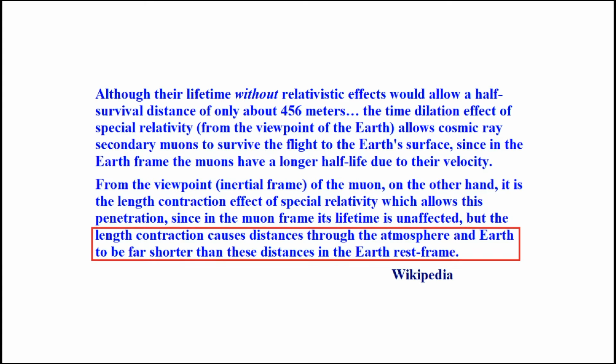From the viewpoint of the muon, now we have the muon, he's going to be analyzing himself, okay? The muon, on the other hand, it is the length contraction effect of special relativity which allows this penetration. Since in the muon frame, its lifetime is unaffected, but like it says there, length contraction causes distances through the atmosphere and Earth to be far shorter than these distances in the Earth's rest frame. So we see it as thousands of kilometers, and it sees it as only 400 meters.